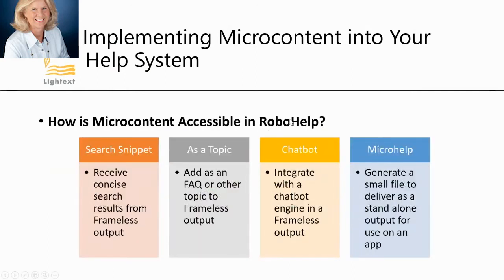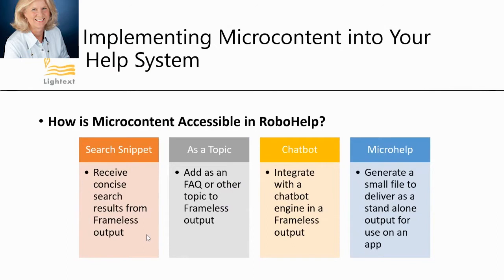So how is microcontent accessible in RoboHelp? If you're using a frameless layout, and microcontent does require that layout, it can come to you most typically in the form of a search snippet. So once you put in a question or a search term that is attached to that microcontent via a keyword or phrase, you'll receive the concise search result. You can also add your microcontent as a topic. So it can be added to your table of contents.